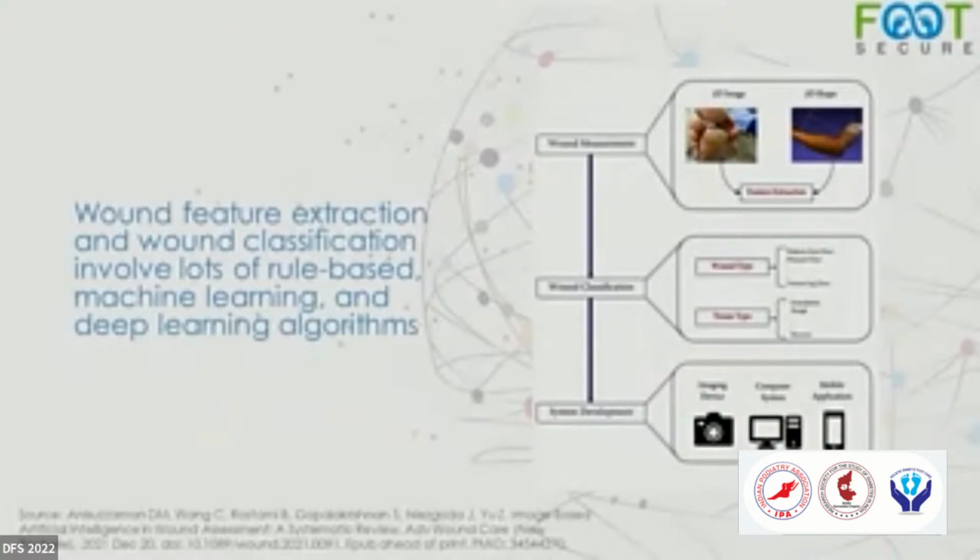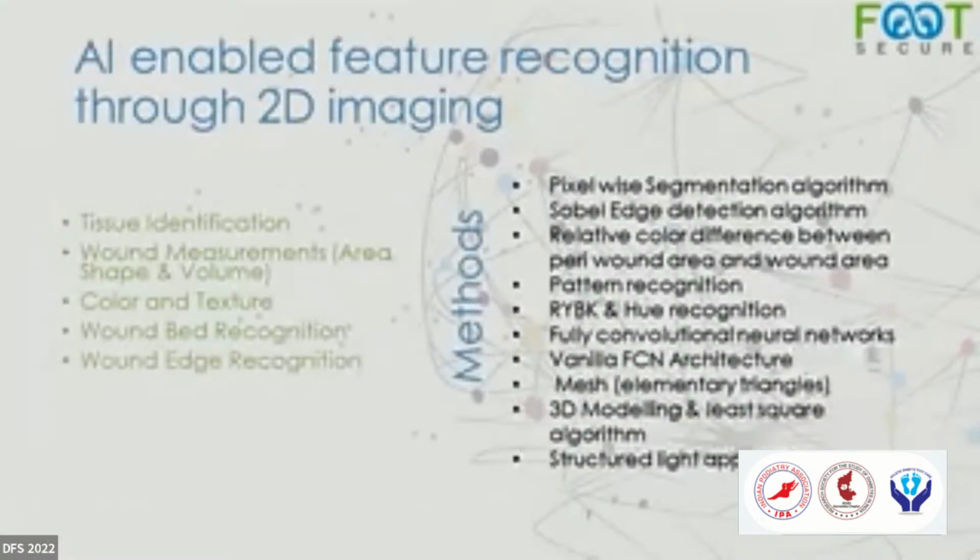So wound feature extraction using all these AI technologies, which involves wound classification, a lot of rule-based, machine learning and deep learning algorithms, is what we use in the AI of the wound. So what can AI-enabled feature recognition do? It can identify a tissue. If you take a picture today, most of the apps that you have will give the size of the wound. Or it could recognize the color of the wound, and then you can decide whether it is black, it is necrotic, whether it is yellow, it is fluffy, whether it is red, it is granulating. But what AI can actually do using all these methods is tissue identification.